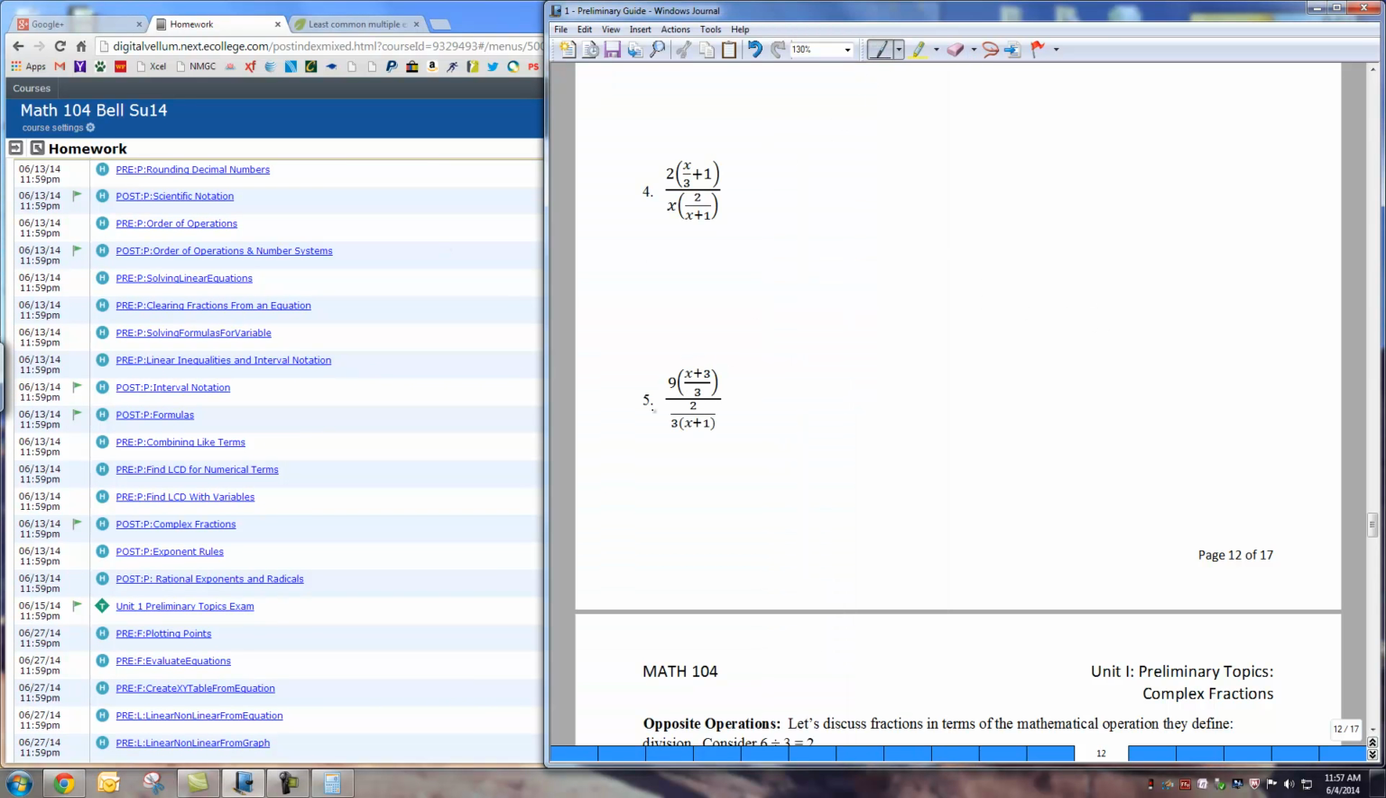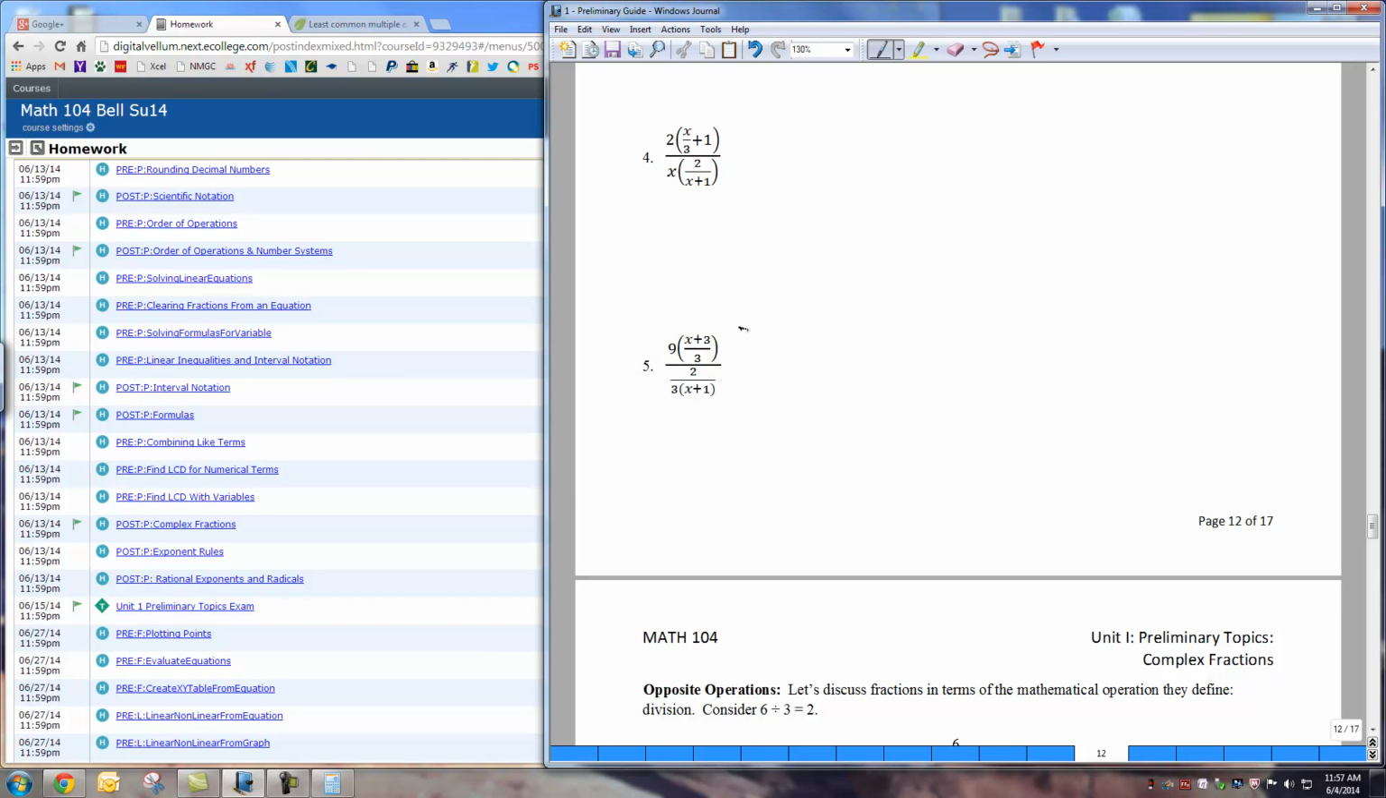So let's consider this problem. I'm going to multiply by 3 times x plus 1 over 1 times 3 times x plus 1 over 1. So right here my 3's cancel. So now I have a 9 times x plus 3 times x plus 1. I'm not going to worry about factoring this out yet, or distributing and multiplying it out, until I see what I get in the denominator. Divided by, here my 3 times x plus 1's go away. So now all I have in the denominator is a 2.